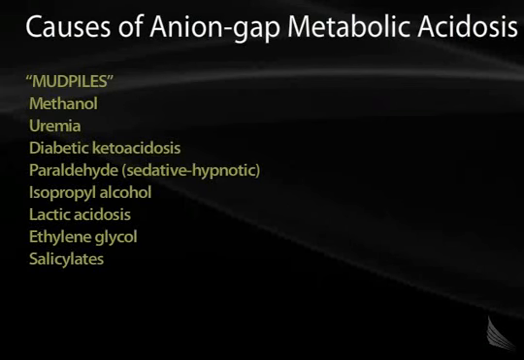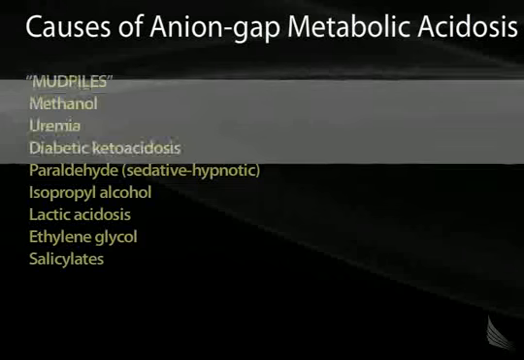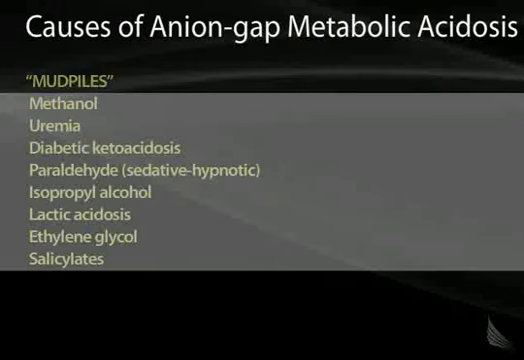Patients also will develop anion gap metabolic acidosis. There's a mnemonic called MUDPILES that is very convenient for remembering the causes of anion gap metabolic acidosis. The most common causes include methanol toxicity, uremia, diabetic ketoacidosis, paraldehyde toxicity. This is less commonly seen today now that we have benzodiazepines, which are relatively safe. Isopropyl alcohol, which is less common. Lactic acidosis, which is very common. Ethylene glycol, and salicylic acid.